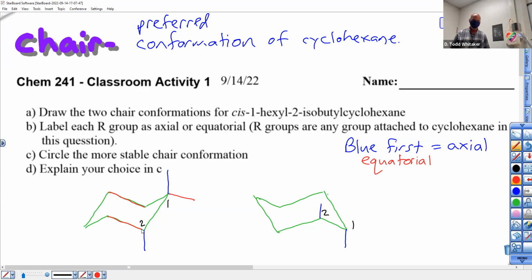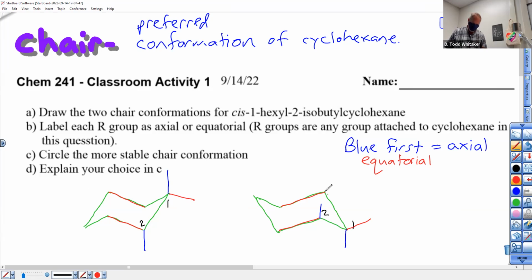Parallel. The equatorial must be parallel to the adjacent carbon-carbon bond. What do I mean by that? Here's the adjacent carbon bond. It's not parallel, but the adjacent one to that is parallel to the equatorial you just drew. Same story for carbon 1 over here. Slightly up, parallel to this and this.